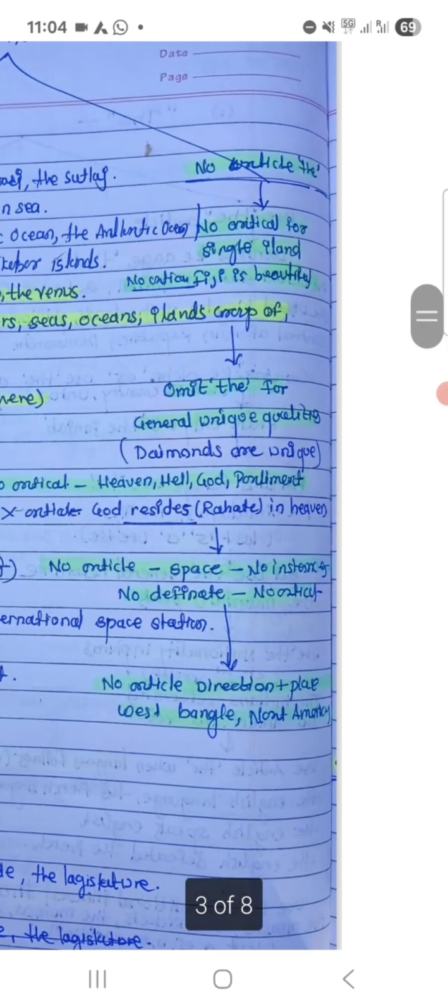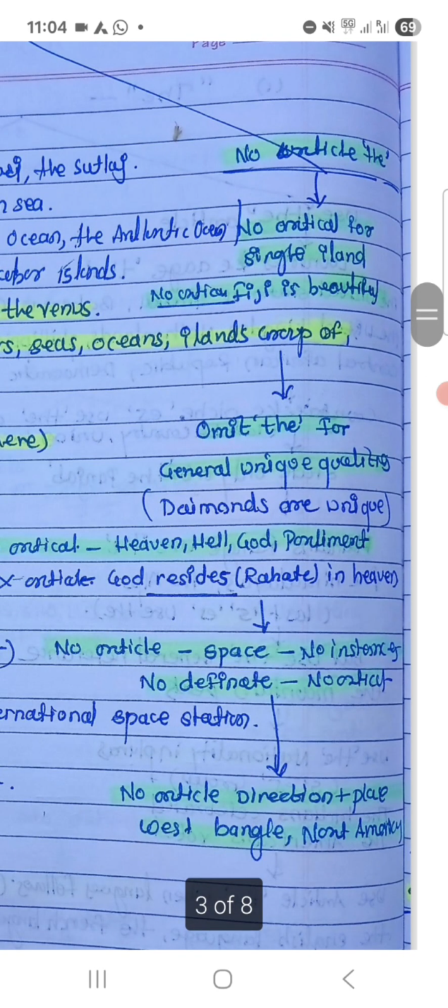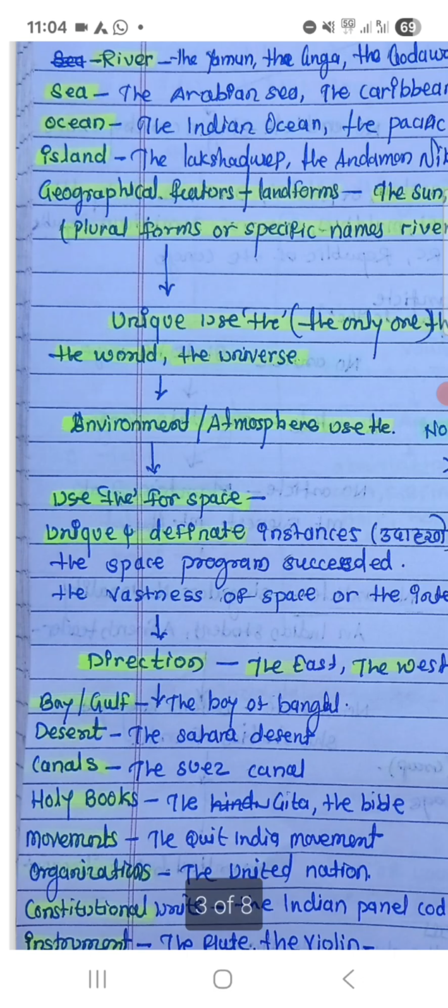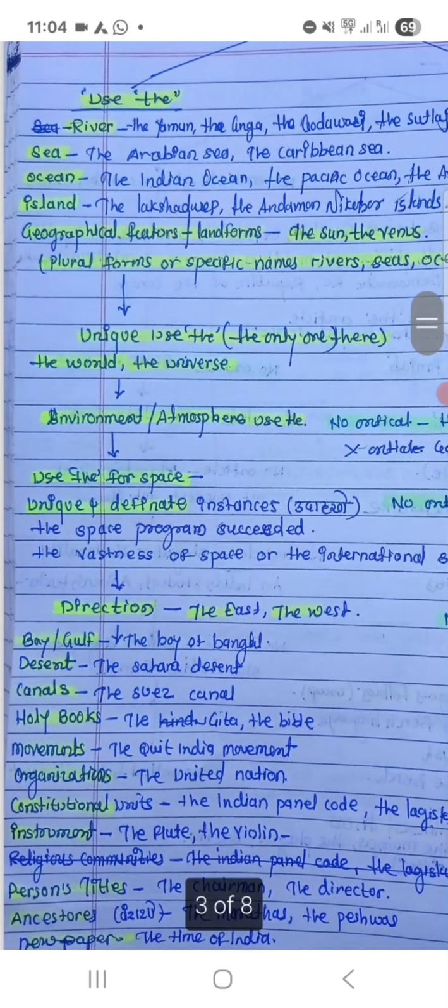Next, see the other side, where no article is used. No article for a singular island, a single island. For example Fiji. Fiji is an island, so Fiji is beautiful, and before Fiji we do not use an article. Next, the opposite side, where we use the. Unique things use the, that means the only one there. The world is only one. The universe is only one. So that time we use the.